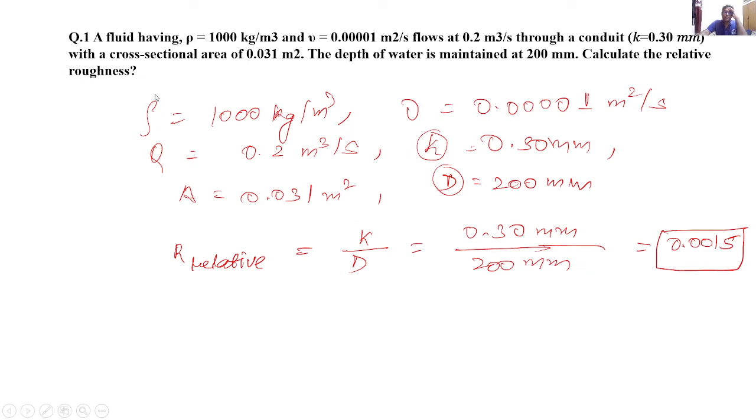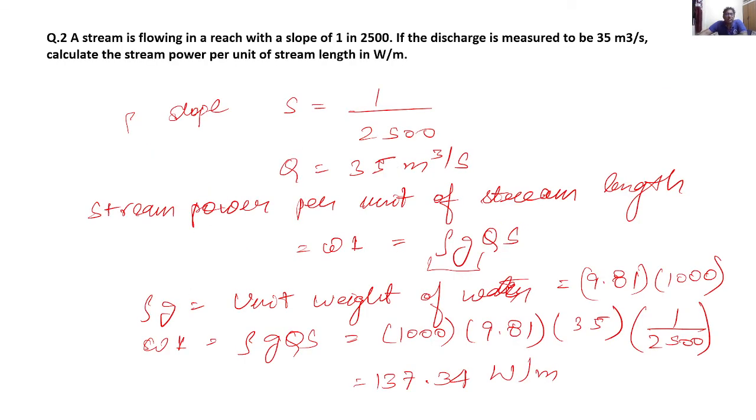So the first question was a very simple one, to calculate the relative roughness, which we discussed today. It is not a function of the discharge, the kinematic viscosity, or even the density of the flow. It is just a function of the undulation k and the depth of the flow. Then we found out the stream power per unit of stream length in watts per meter. The expression is very simple, rho g q s. You just need to substitute the values and you will get the answer straight away.